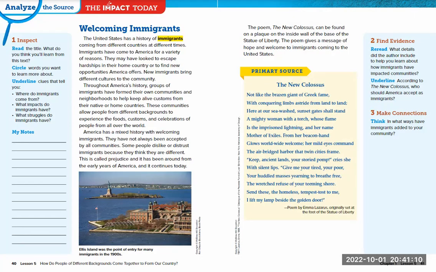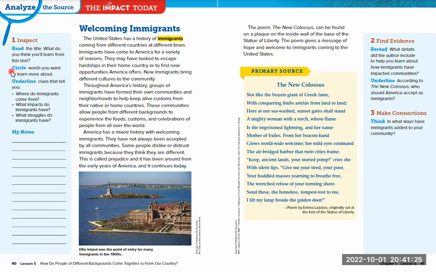We're on page 40, and let's go through the inspect to make sure that we read all of the directions. So first we have to read the title, and you have to write, what do you think you'll learn from this text? You can go ahead and write your answers down here.